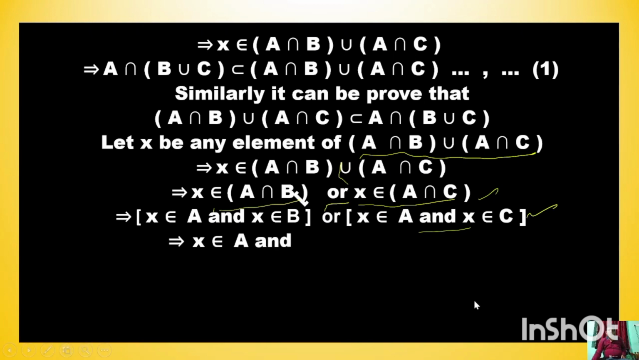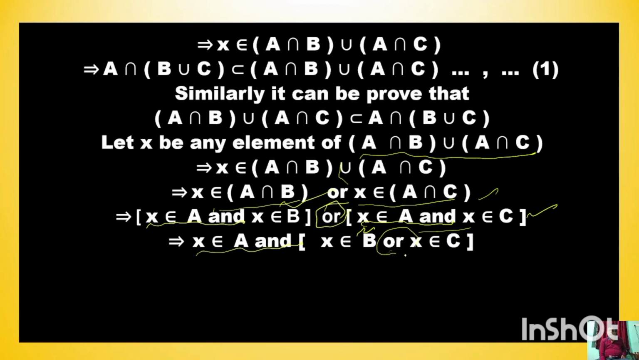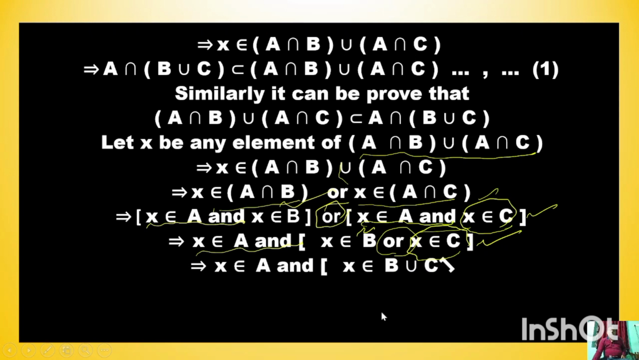Now you see x belongs to A and here x belongs to A. You can take the A common. After taking the common, what is left? Here x belongs to B, the or operator you have to use, and x belongs to C. Thus we get this statement. It means x belongs to A and x belongs to B union C. So x belongs to A intersection B union C.